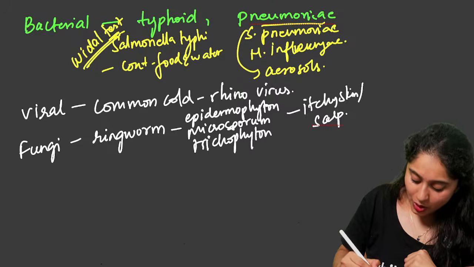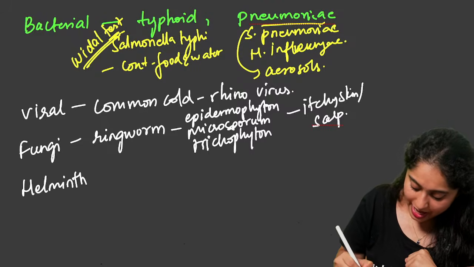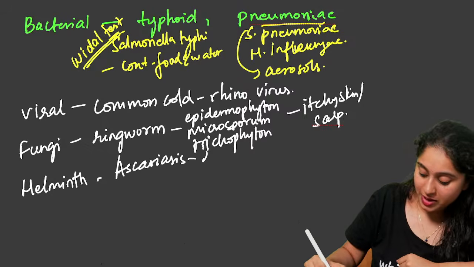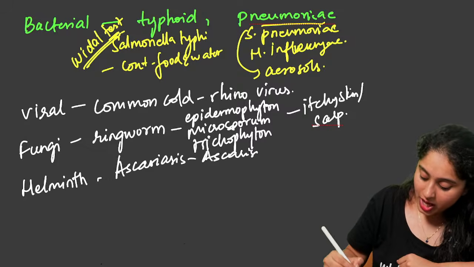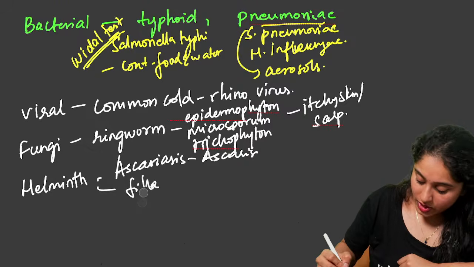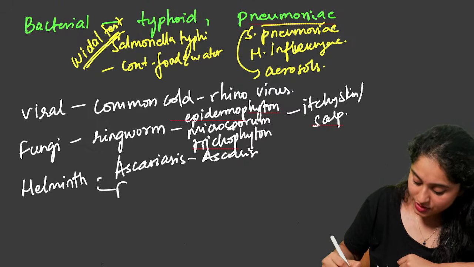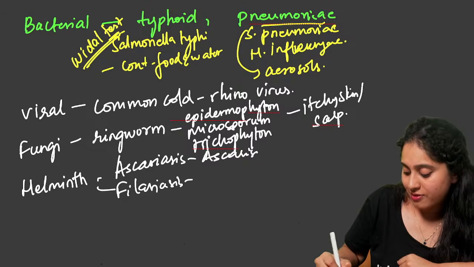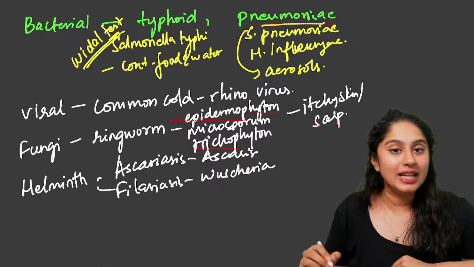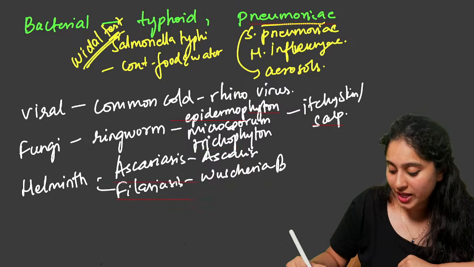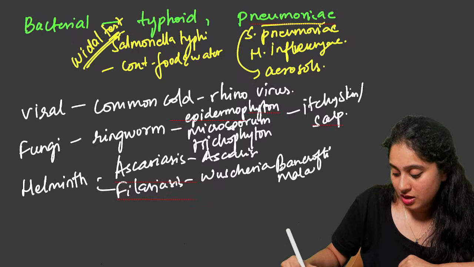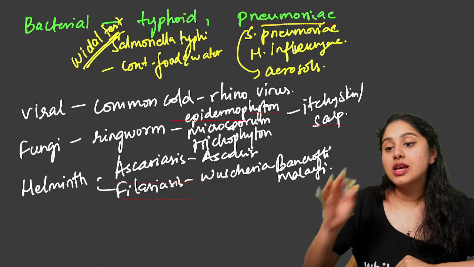Okay. Apart from that, you have helminth diseases. So under helminth diseases, you majorly have ascariasis, which is caused by the Ascaris roundworm. Okay, and then you have filariasis. Okay, and filariasis is caused by Wuchereria, which is nothing but the filarial worm. Okay, Wuchereria bancrofti or malayi. Okay. So these two are going to cause these diseases.